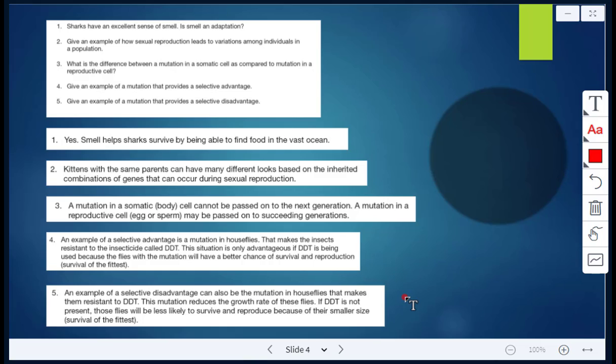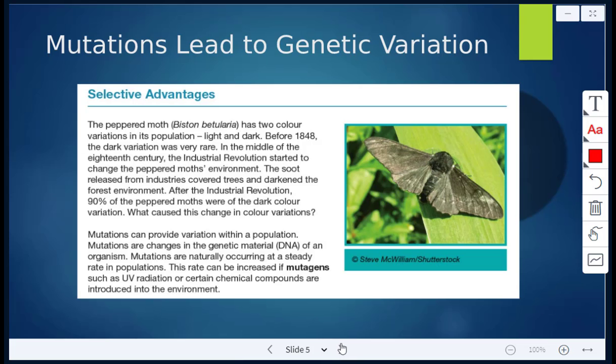So even though they're resistant to DDT, there is a negative effect as well, which is that it reduces the growth rate. If DDT is not present, those flies will be less likely to survive and reproduce because of their smaller size. And again, survival of the fittest. So mutations lead to genetic variations.